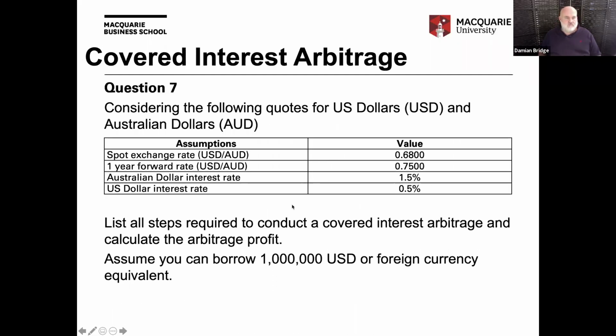All right. Consider the following quotes for US dollars and Australian dollars. We've got a 1 year forward rate, a spot rate, the Australian dollar interest rate, and the US dollar interest rate. It says, list all the steps required to conduct a covered interest arbitrage and calculate the arbitrage profit. Assume you can borrow $1 million US or the foreign currency equivalent.